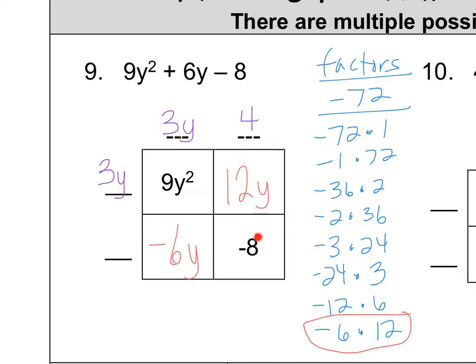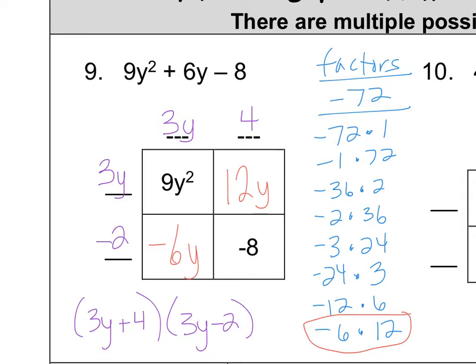Then I'm just going to look at it and say, okay, well, what do I have to multiply 4 times to get to negative 8? And that's going to be a negative 2. Now let's check and see if my outside matches my inside. So 3y times negative 2 is negative 6y. So everybody matches, so I know I have my answer. So it's more of a puzzle now, which is kind of fun. So my answer is 3y plus 4 and 3y minus 2. Okay, so that's the process.